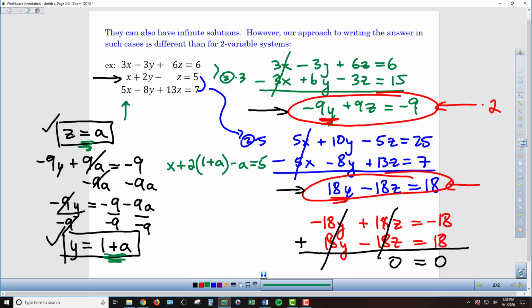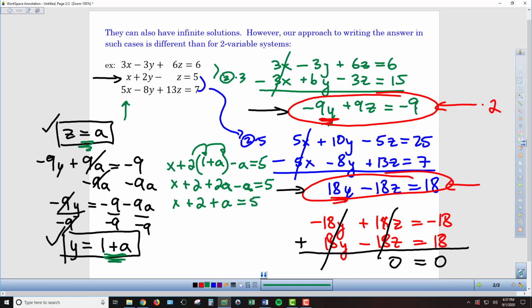So the idea here is I'm going to get an expression for x that involves a. And so this is going to show me how these three variables, x, y, and z, all relate to each other. So I've got a little bit of work to do here. I've got to distribute the 2. So I've got x plus 2 plus 2a minus a, having a little lag here, my apologies, equals 5. I'm going to gather like terms here. So I've got x, and then I've got plus 2, and then I've got 2a minus a is going to give me just a equals 5.